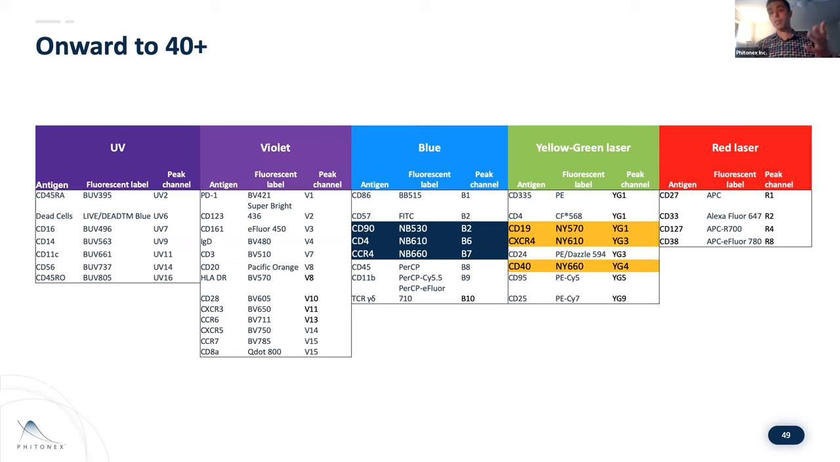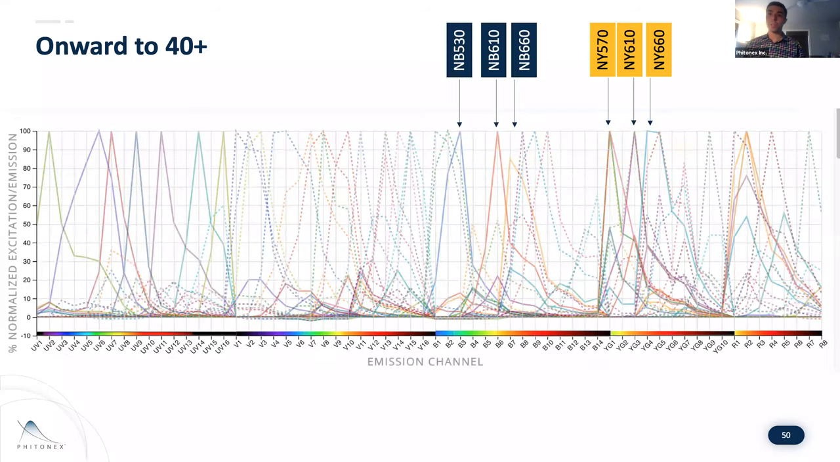So we can immediately get to 40, and then as you'd expect, there's a plus sign up here, so that's where we're moving. If you want to look at what this looks like on a spectral basis, this is actually what it looks like, right? So we're actually incorporating our labels into these more traditional high-plex panels.